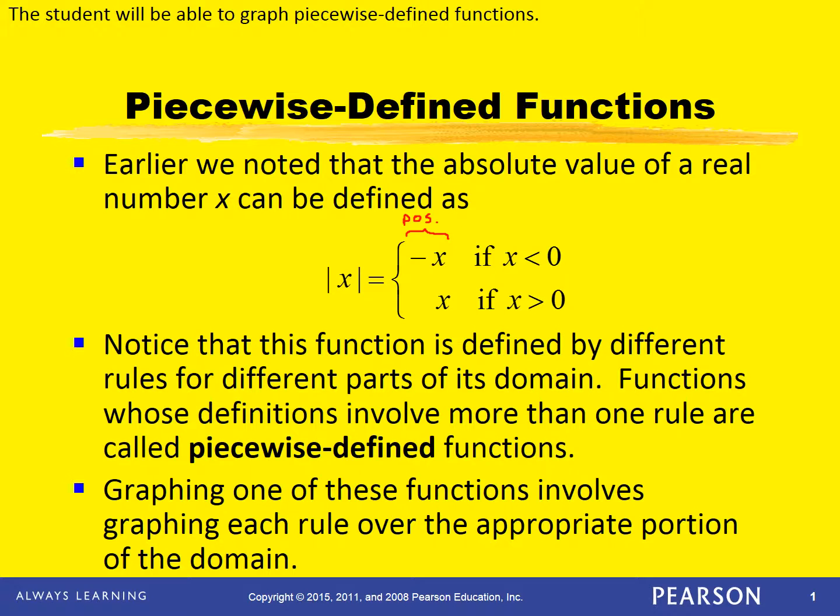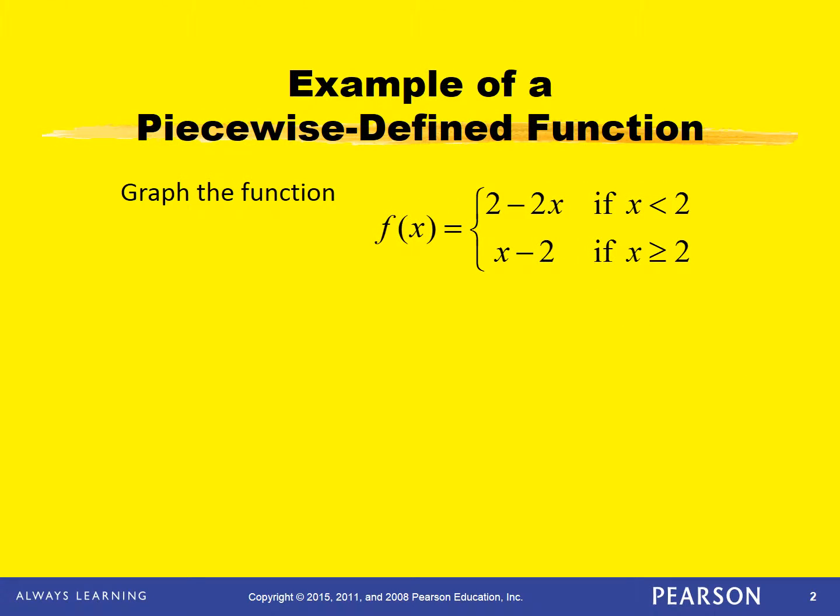This function is defined by different rules for different parts of the domain. You can see the V-shaped graph in your mind. Functions whose definitions involve more than one rule, could be more than two, could be three or more, are called piecewise defined functions. Graphing one of these functions involves graphing each rule over its appropriate portion of the domain.